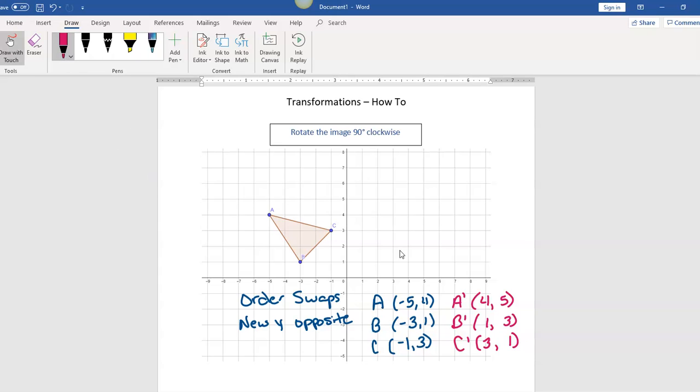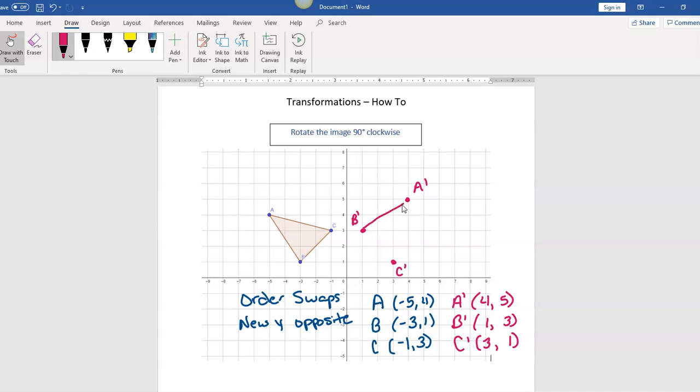Now, that tells me where my new values are. So now I'm just plotting points. A prime is going to be at 4, 5. So from the origin, right 4, up 5. And there's going to be my A prime. B prime is going to be at 1, 3. So there's my B prime. And then my C prime is going to be at 3, 1. So 3 and 1. And there's my C prime.